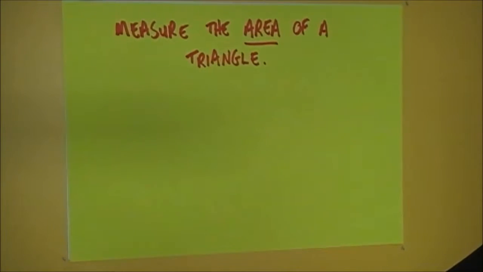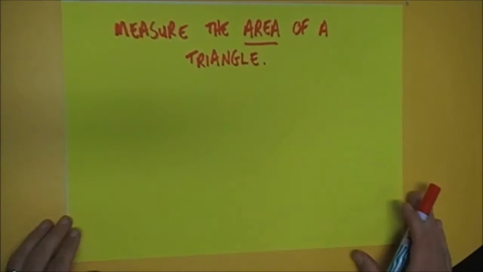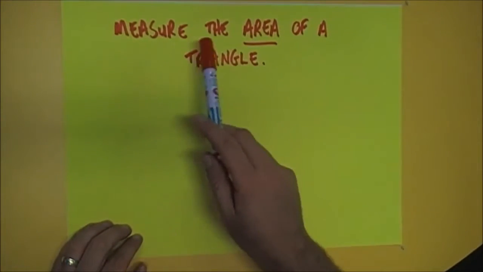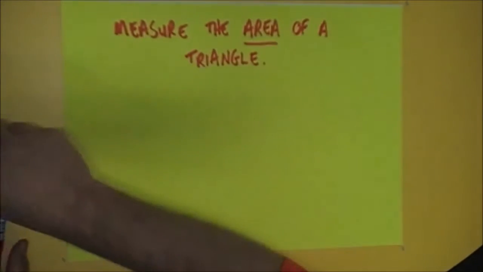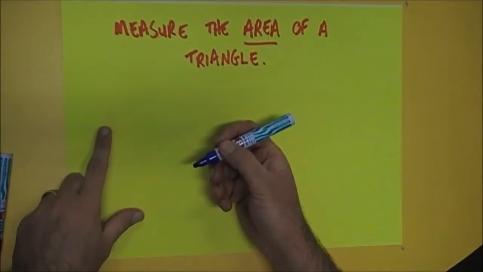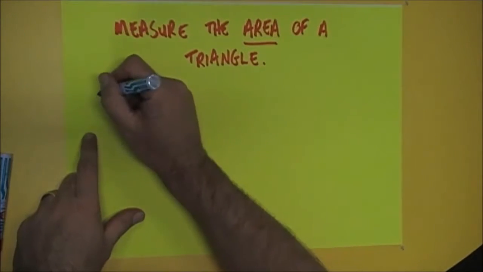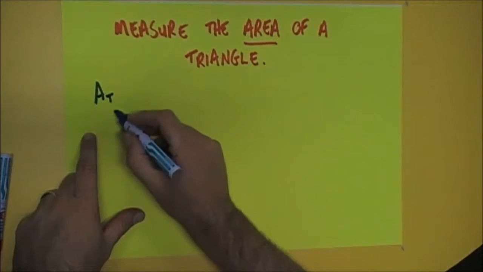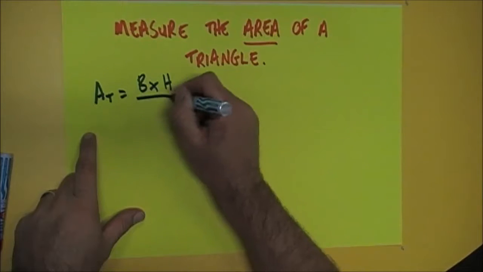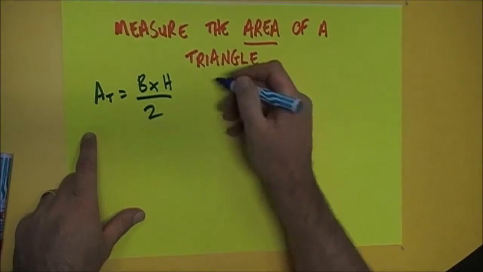Okay guys, this is a snapshot ahead to next week and what we're looking at. We're going to be looking in maths at measuring the area of a triangle. Now I've got two formulas for you this time round, because this is the one I work with. I work with the area of a triangle is equal to base times height divided by 2. That's how I think about it.